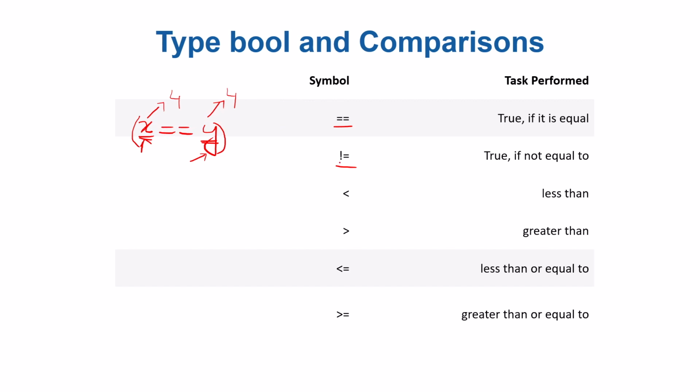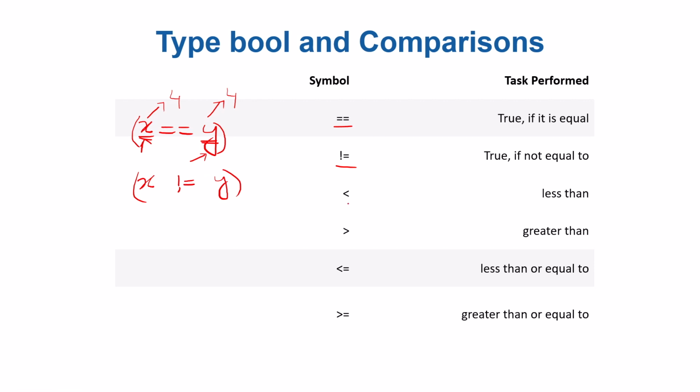Similarly, if we write this particular symbol, that checks whether two values are not equal or not. For example, x is not equal to y. The result will be true if x and y both have different values. Otherwise, the result will be false. Remember, the result of comparison is always a Boolean. It is either true or false.